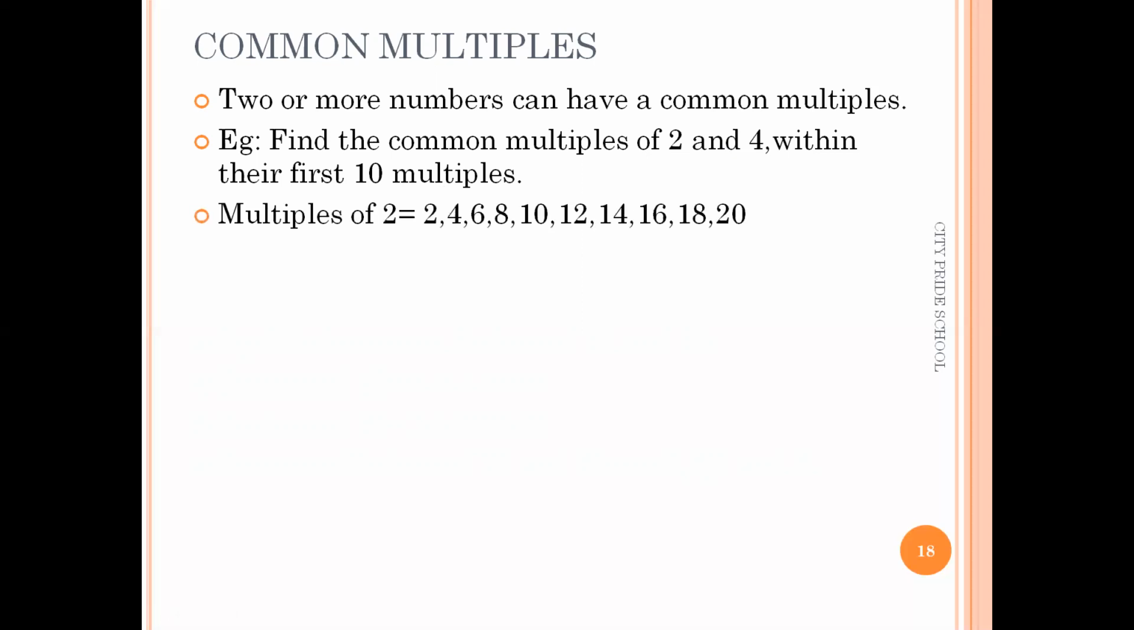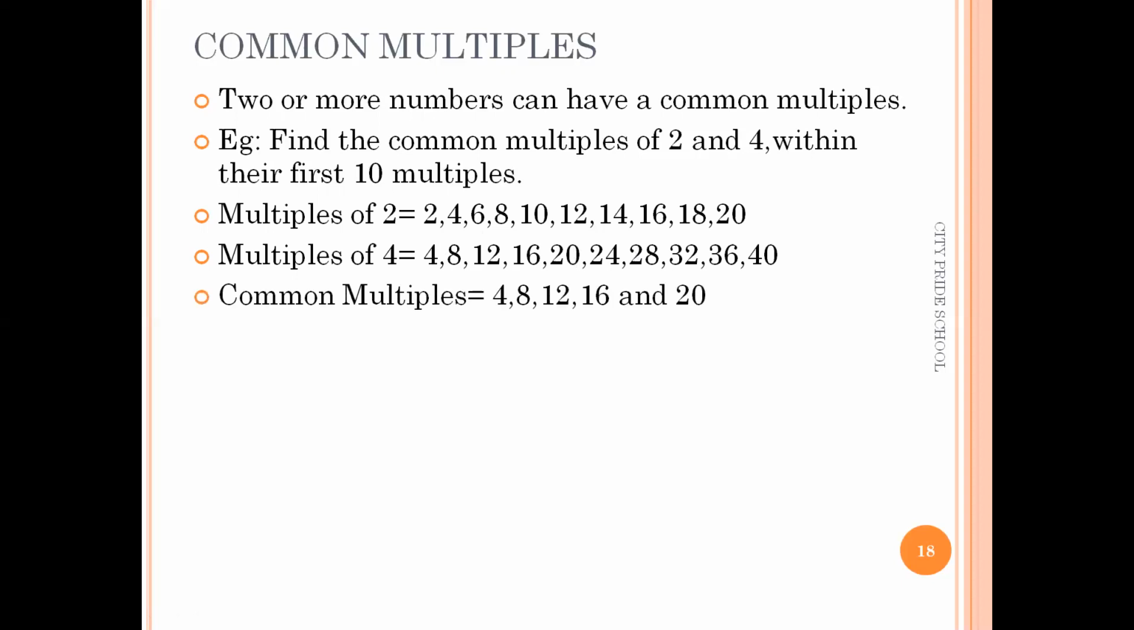So multiples of 2 are 2, 4, 6, 8, 10, 12, 14, 16, 18 and 20. Multiples of 4 are 4, 8, 12, 16, 20, 24, 28, 32, 36 and 40. These are the tables till 10. 2 tens are 20 and 4 tens are 40. Now we have to see how many common multiples there are. So here 4 is common, then 8 is common, then 12, then 16, then 20 is common between them. So these are called common multiples. So common multiples are 4, 8, 12, 16 and 20.